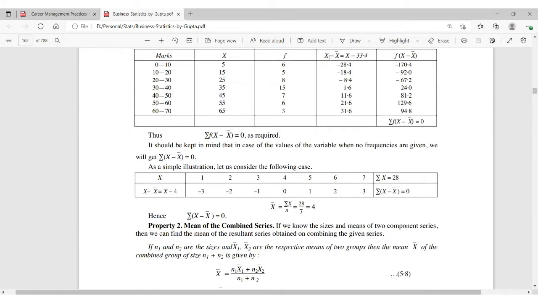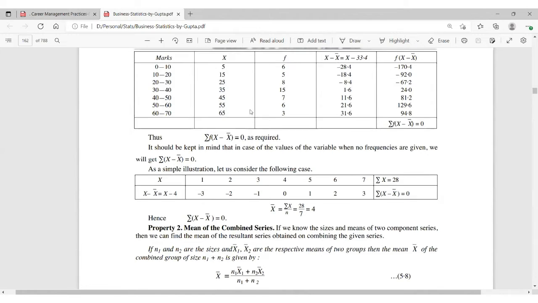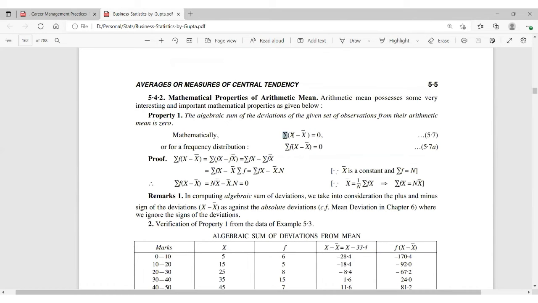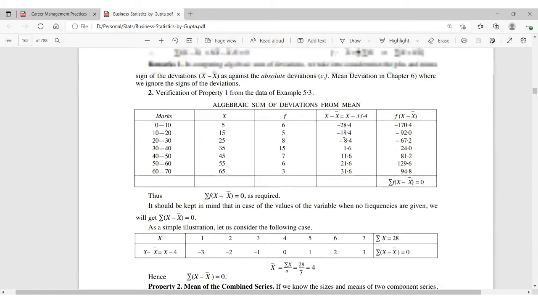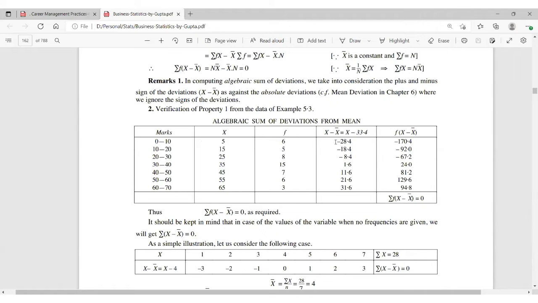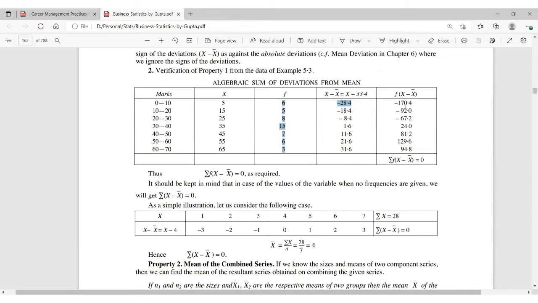Now, in the new table, x minus x bar, where x bar is 33.4. 5 minus 33.4 comes to this. Similarly for all. This is for an individual series, and similarly this is for grouped data, right? x minus x bar, now f into x minus x bar. The product of these two comes here. The total of these comes to be 0.